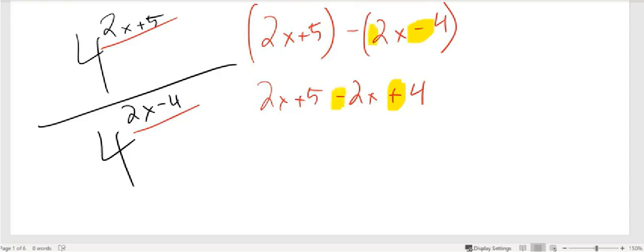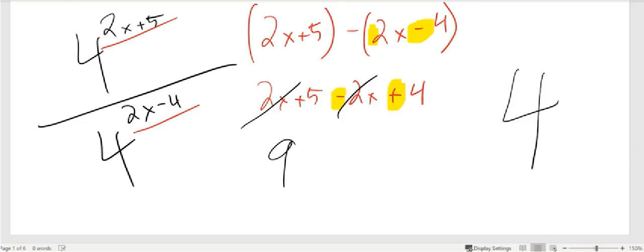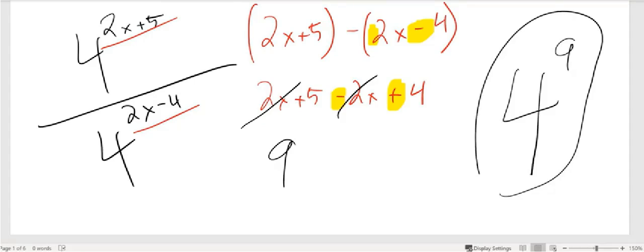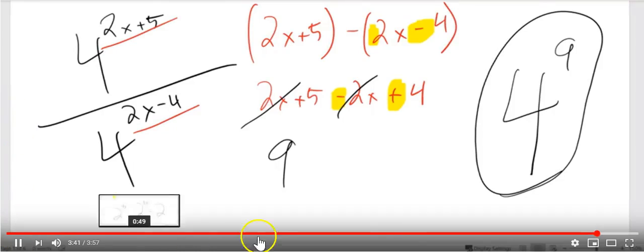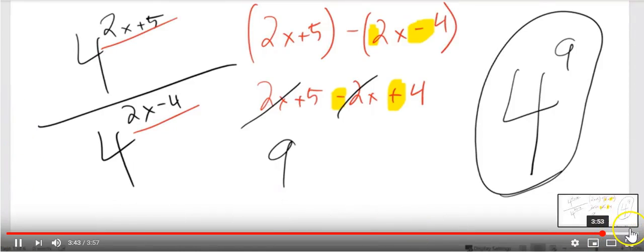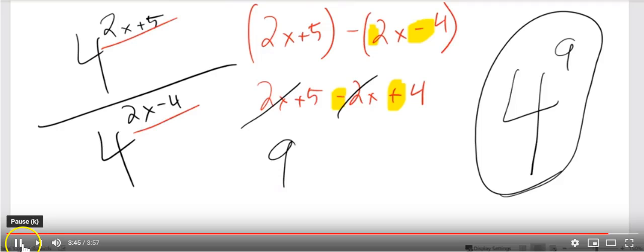We're changing the signs of everything to the right. Once you change the signs, you just combine like terms. I've got 2x minus 2x, and those cancel out. I've got a 5 plus a 4, which gives me 9. So you've got 4 to the power of 9. You can leave it like that if you want. If you want to figure out 4 to the power of 9 and get that huge number, you can go right ahead. I'm not going to stop you. That should be everything that goes on here. But remember, we subtract, change signs, and we're all good to go.